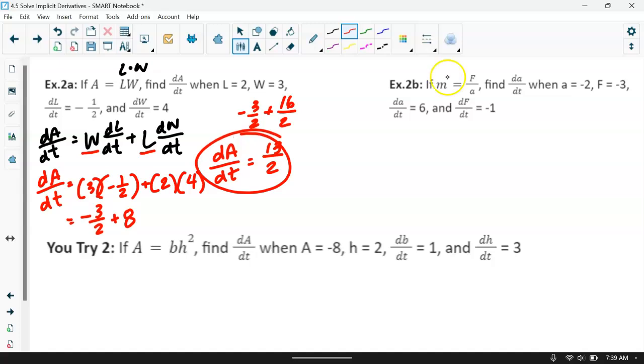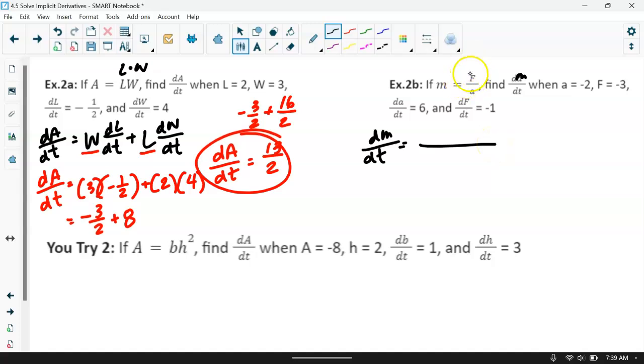So here's our mass is equal to force over acceleration. We are going to find the derivative. Oh, sorry, that is a typo. We're looking for the derivative of m. So mass here, so again, here we've got mass with respect to time. Notice though, quotient rule.